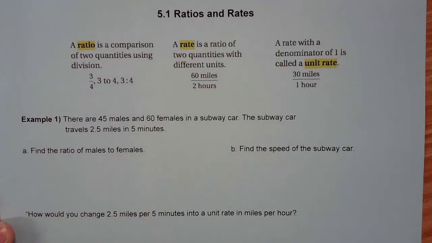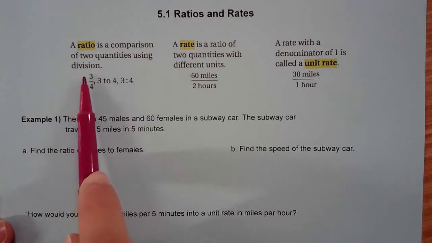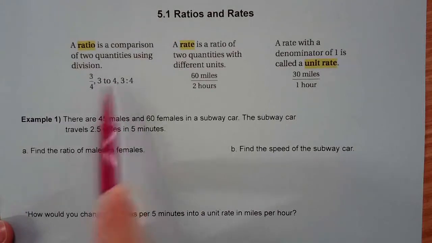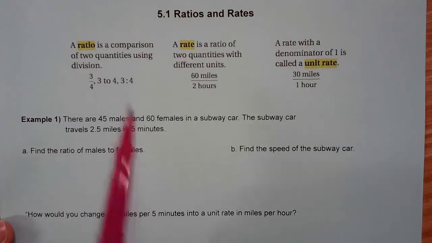We have ratio. A ratio is a comparison of two quantities using division. We can write a ratio in three ways: as a fraction, 3 to 4; with the word "to," 3 to 4; or with a colon, 3 colon 4. All of these represent comparing 3 to 4.